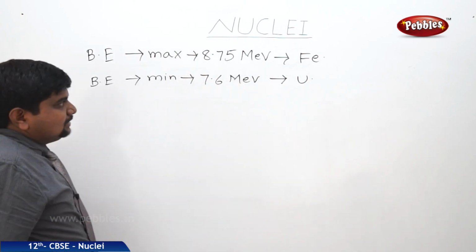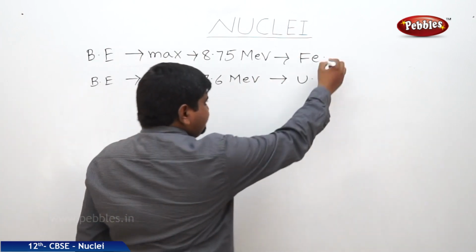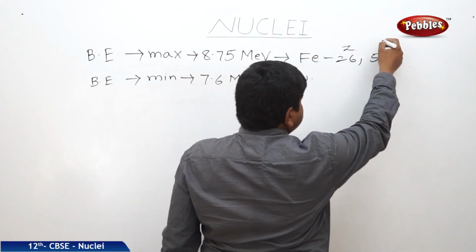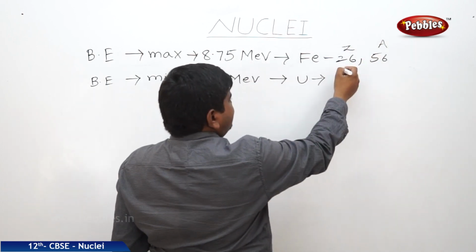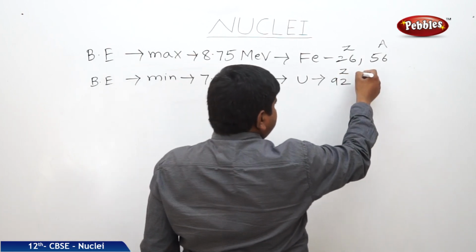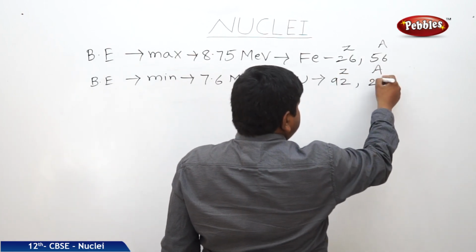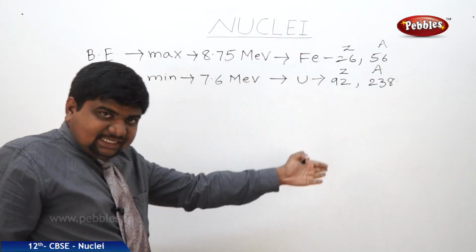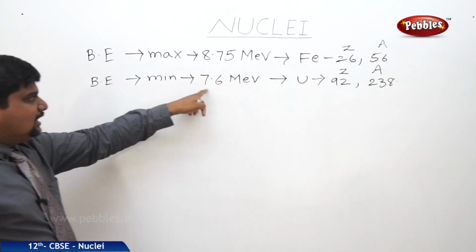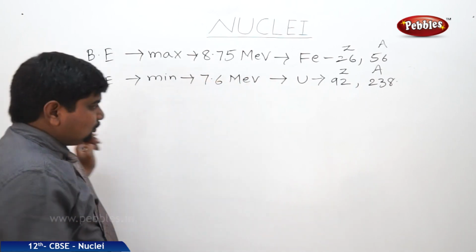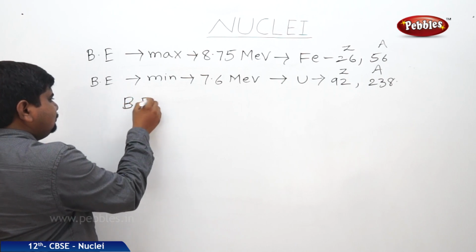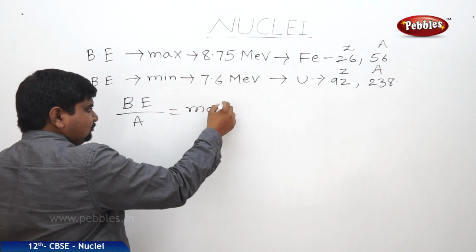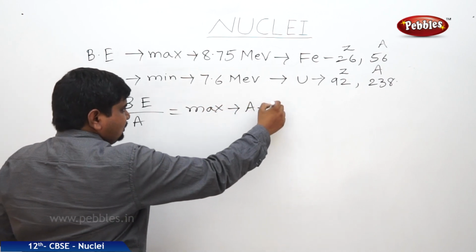What we can understand here: the atomic number of iron is 26 and its mass number is 56. Uranium's atomic number is 92 and its mass number is 238. If the mass number increases, the binding energy per nucleon decreases. So for BE by A to be maximum, A should be minimum.